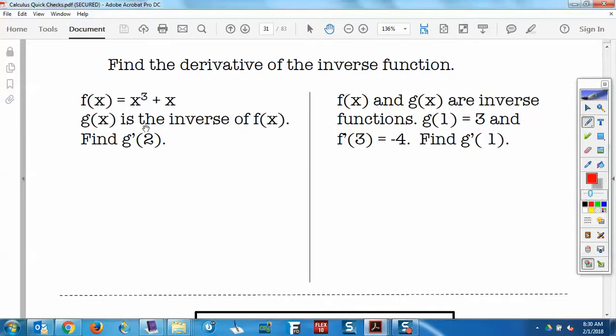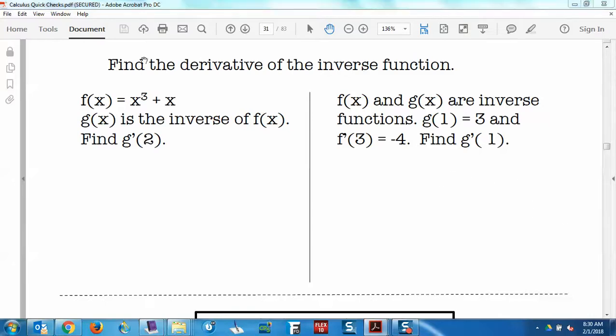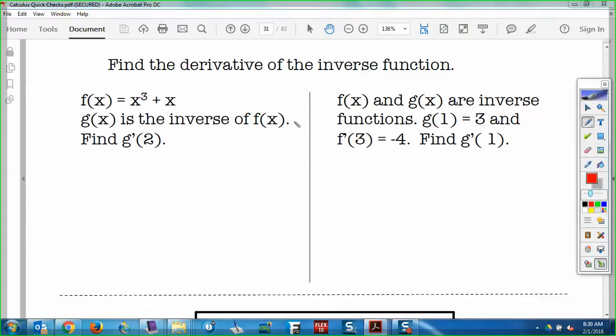Okay, so let's do this left side right here. So this would be the kind of problem I was talking about. They give you an f function, and they say g is the inverse, find g prime of 2. Okay, find g prime of 2. So when I'm given one of these, what always makes the most sense for me is to come over here and say, okay, the f function and the g function.